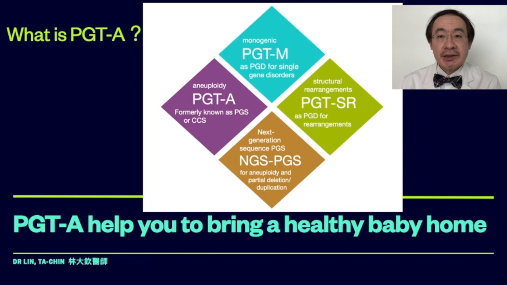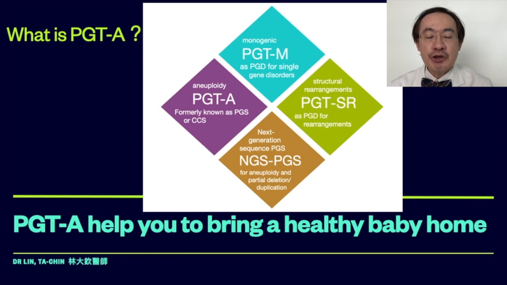There are three kinds of pre-implantation genetic testing, PGT, used in IVF selection of embryos. PGT for aneuploidies, we call it PGT-A. PGT for monogenetic or single gene defects, we call it PGT-M. And PGT for chromosome structure rearrangements, we call it PGT-SR. PGT-A is the most frequently used technology of these three PGTs.